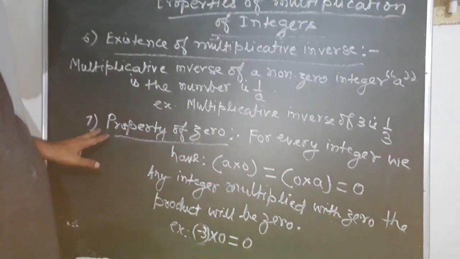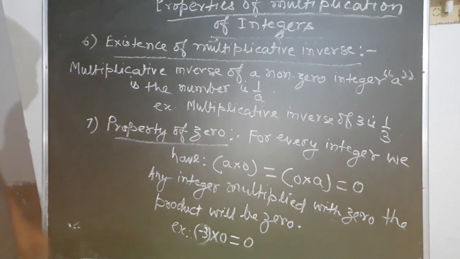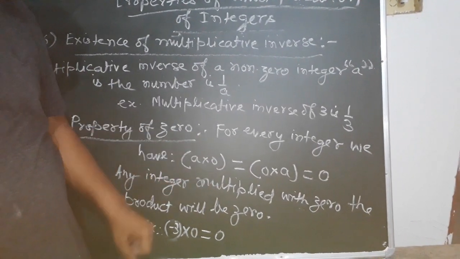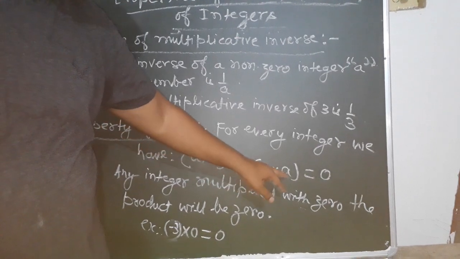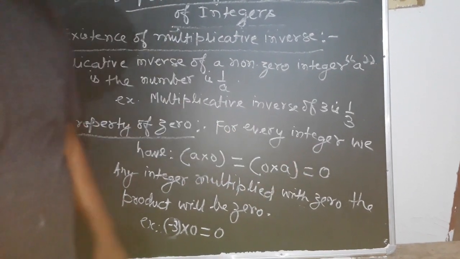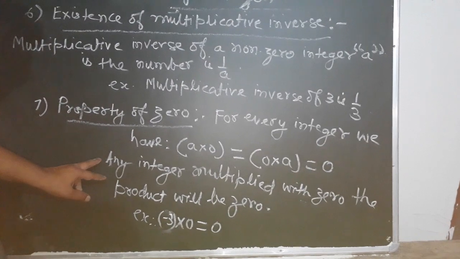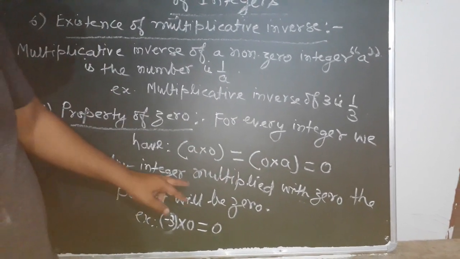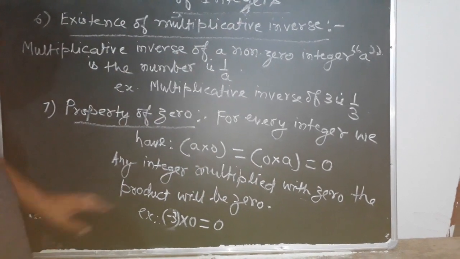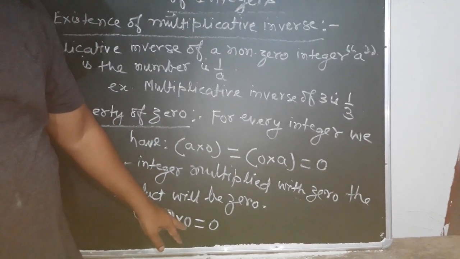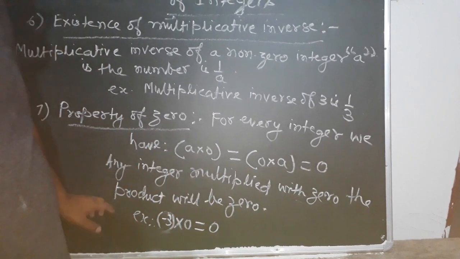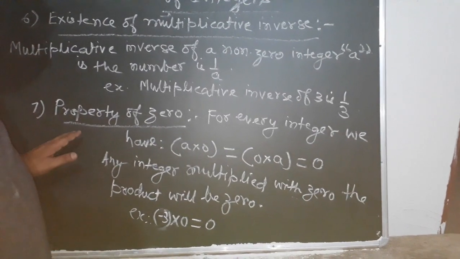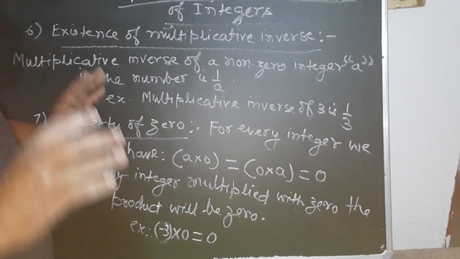Seventh property, property of 0. For every integer a, we have a multiplied by 0 is equal to 0 multiplied by a, that is equal to 0. It means that any integer multiplied with 0, the product will be 0. For example, minus 3 multiplied by 0 is equal to 0. It means any integer which will be multiplied with 0, the product will be 0.